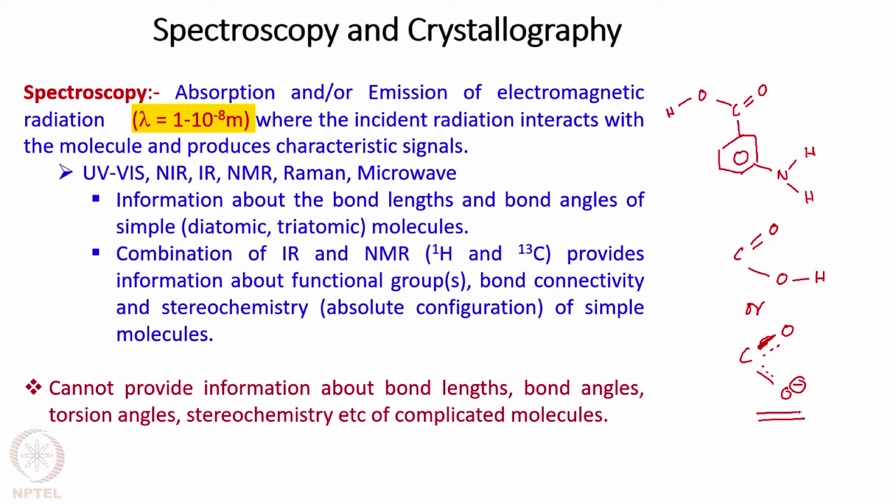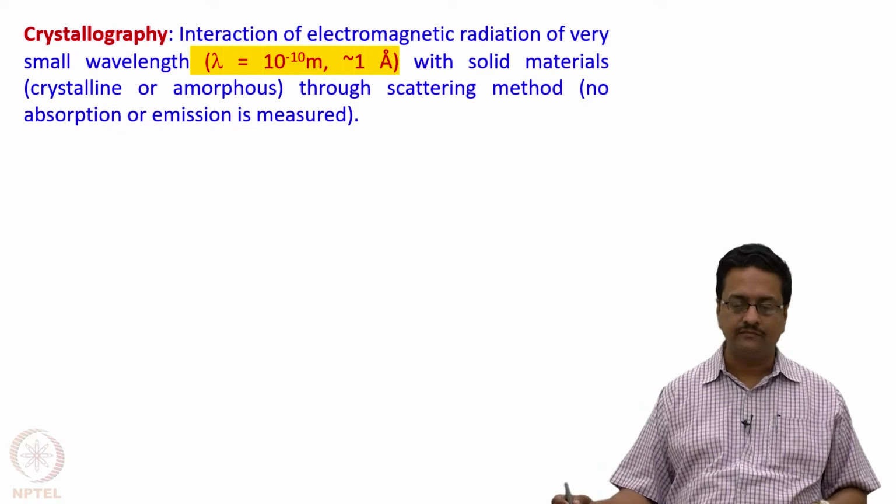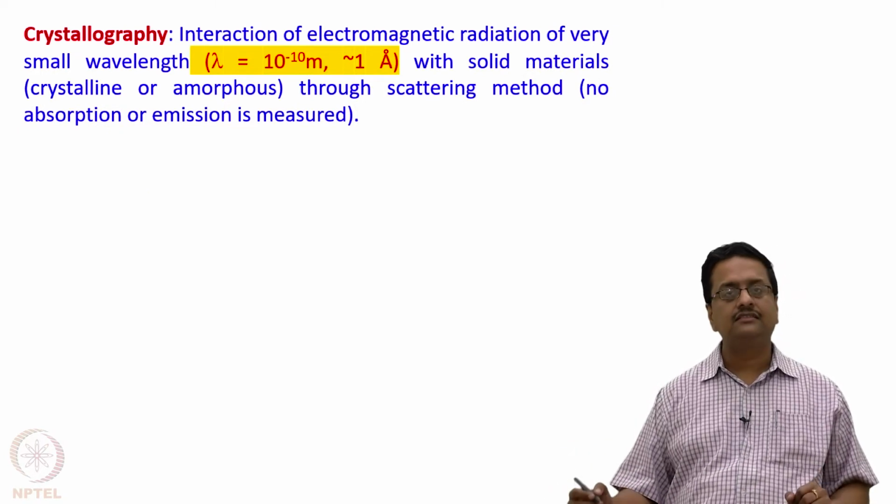And most of these spectroscopic methods are done in solution state. So the information that we obtain is in solution, and in case of crystal structures, we get to know the structure of a material in its solid state, and it gives us information about the accurate bond lengths, bond angles and torsion angles. So what is crystallography?